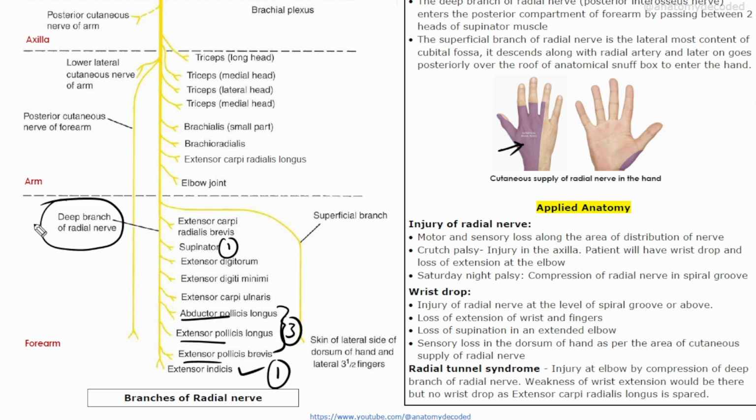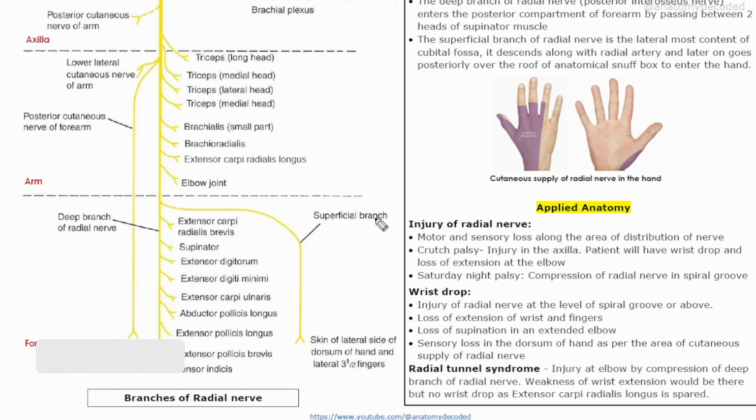Okay, so all of the posterior compartment muscles are supplied by the radial nerve. Some are supplied directly by the radial nerve, and most of them are supplied by the deep branch of the radial nerve. Okay, so this was about the branches, and now let's learn related applied anatomy.